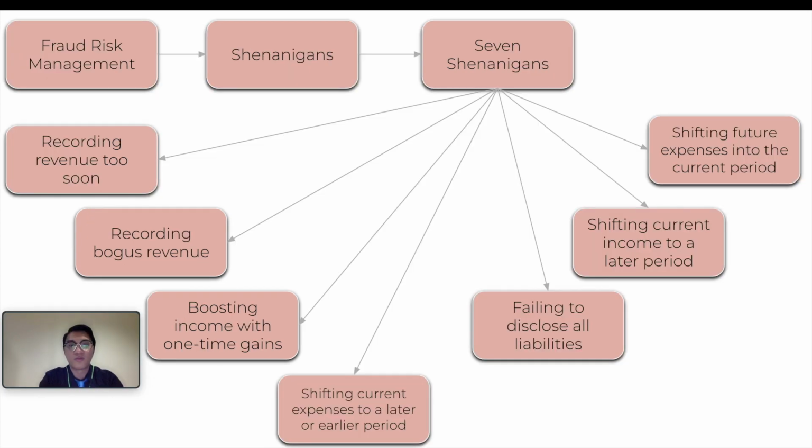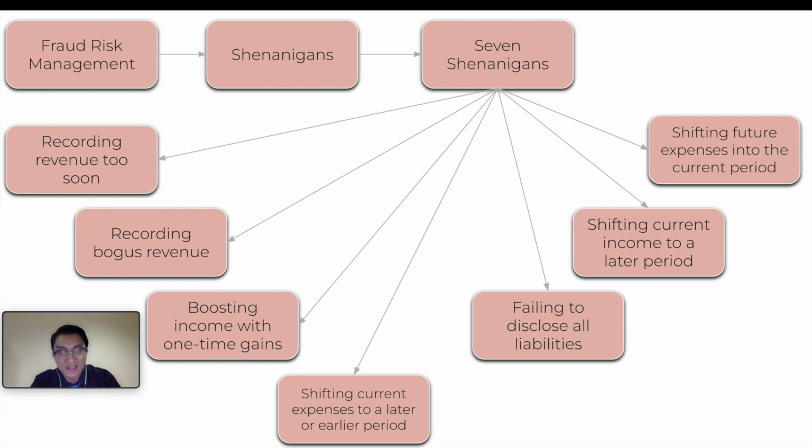As I have mentioned before, about shenanigans, there are actually 7 shenanigans. The first one is recording revenue too soon. The second one is recording bogus revenue. The third one is boosting income with one-time gains. The fourth one is shifting current expenses to a later or earlier period. The fifth one is failing to disclose all liabilities. The sixth one is shifting current income to a later period.